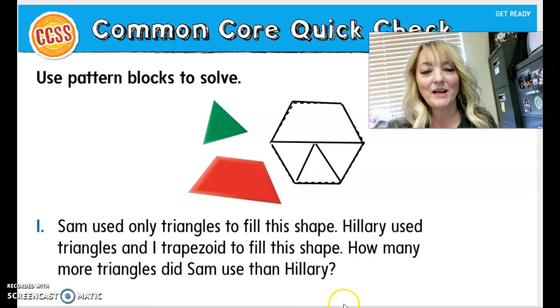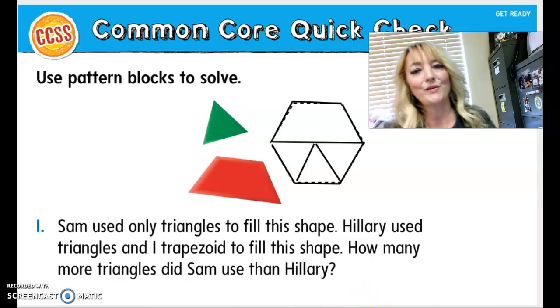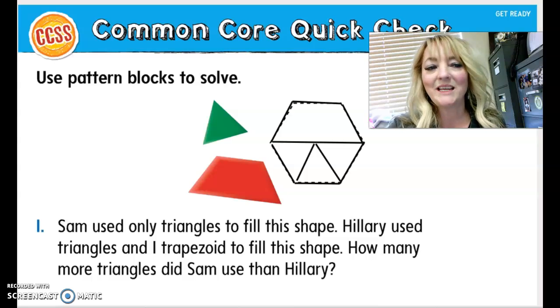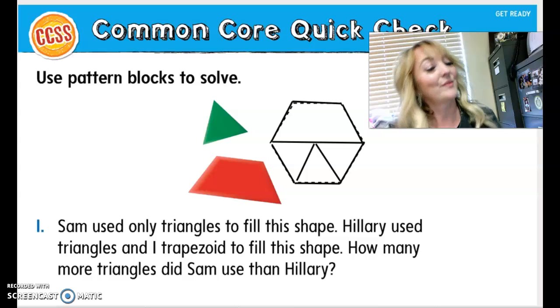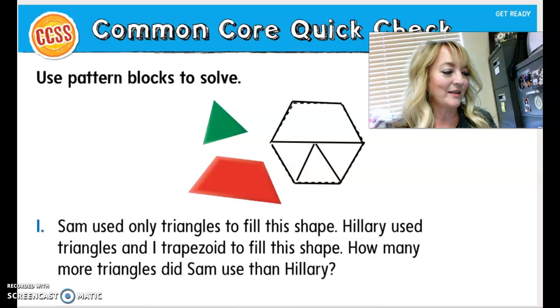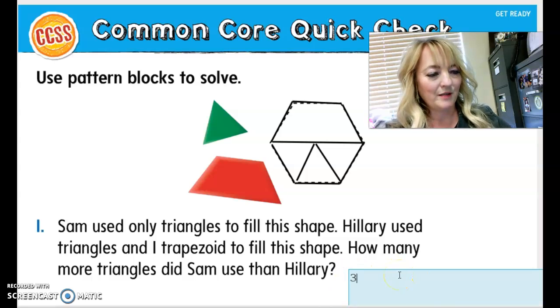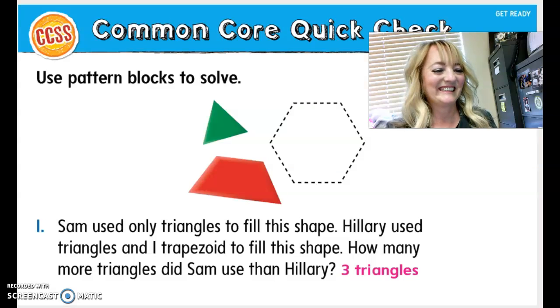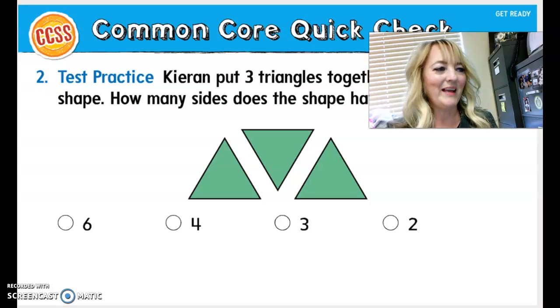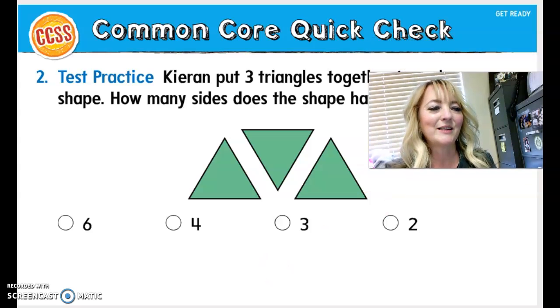So how many more triangles did Sam use than Hillary? He used 6. Hillary used 3. How many more did he use? 6 minus 3 equals 3. So he used 3 more than she did. Okay, awesome job.